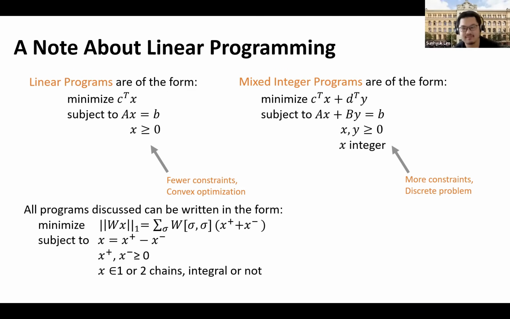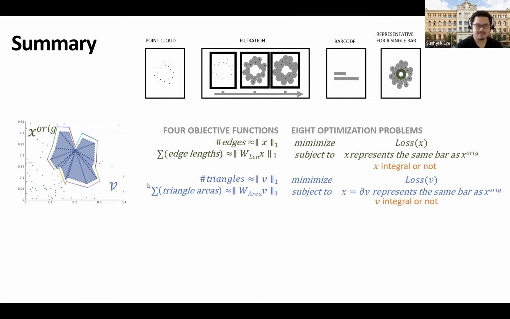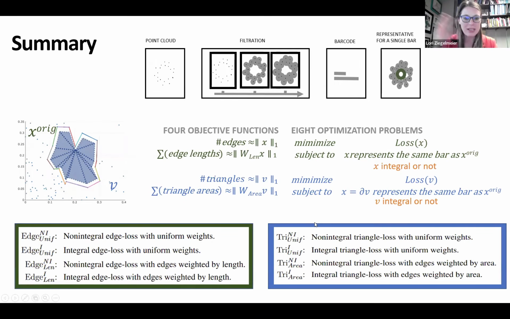Okay. So in summary, the idea is that we have 4 objective functions, 2 for edge loss, 2 for triangle loss, and then we add the constraint that something is integral or not. So there's 8 optimization problems that we're considering here.